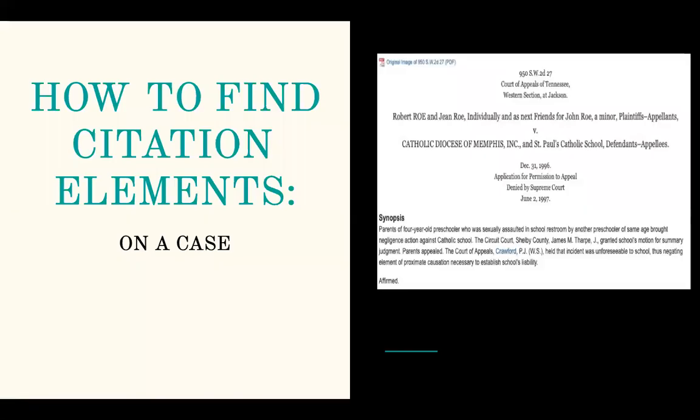So if we're looking at the actual case, here is how you're going to find each of those elements in order to make the citation yourself. Right here in the center, we have the name of the case. At the very top up here, we see that number 950 for the volume, followed by the Southwest second edition. And that last number on that same line is that 27, which is the page number. Underneath all of that, you've got the Court of Appeals of Tennessee, so that is the court that it was decided in. And underneath that whole name, we have the 1996, which is the year it was decided.